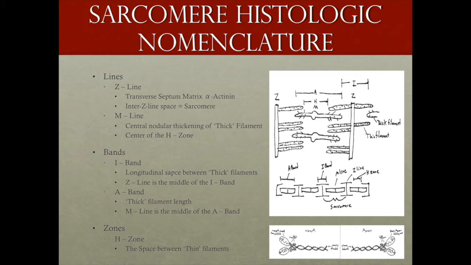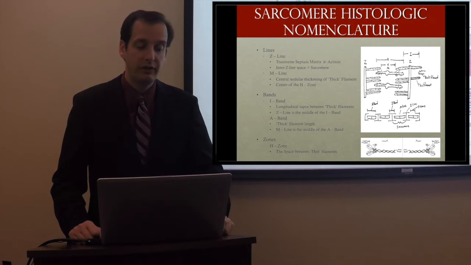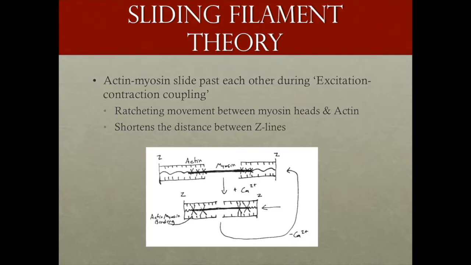Your zone describes an empty space. Your H zone is the space between thin filaments. Sliding filament theory is the theory used to describe the process of contraction of your sarcomere complex.